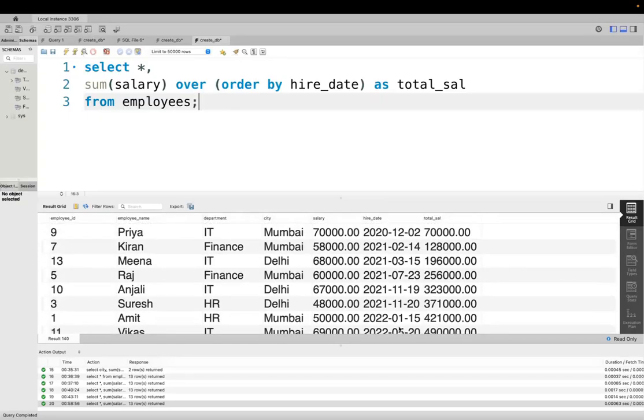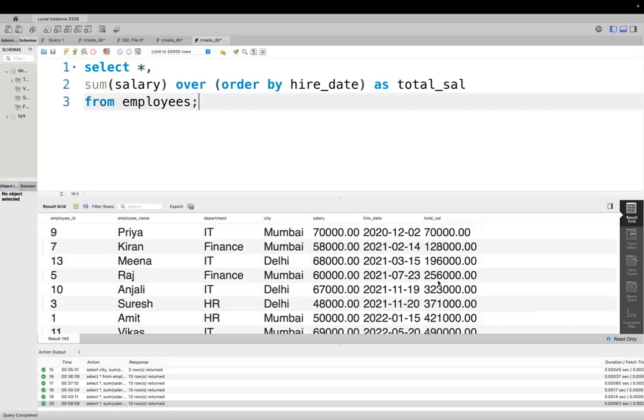Now after that, sum of salary we have mentioned. That means till now, what is the salary? 70,000. Now at this point, what's the total salary from the start till this row? It is 1,28,000. So now what we are getting is the running total. When we come here, we add 68,000 to this, so we get 1,96,000. Now when we come here, we add 60,000 to 1,96,000, so we get 2,56,000, and so on.